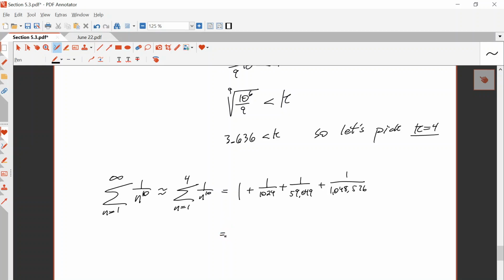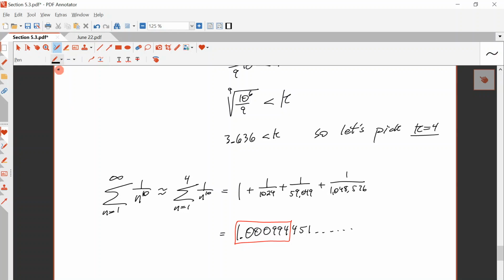All right, so this is equal to, we'll do it again, 1 plus 1 divided by 1,024 plus 1 divided by 59,049 plus 1 divided by 1,048,576 equals 1.00099 4, 5, 1, something, something, something. So this, with these 6 decimal places, goes all the way out to here.